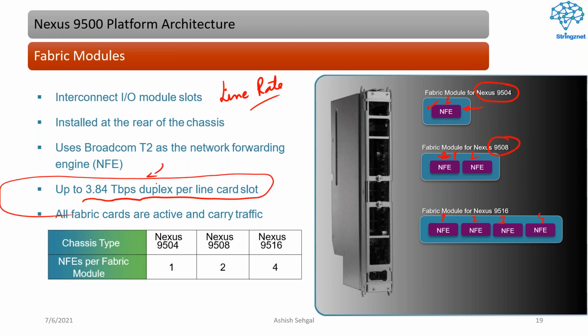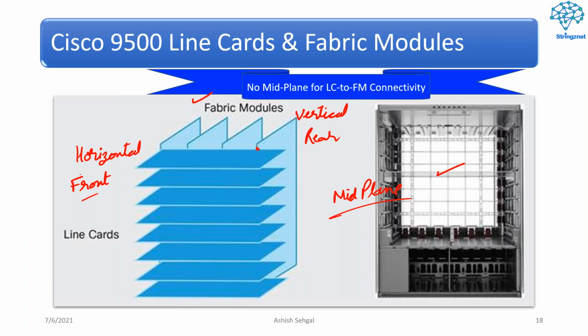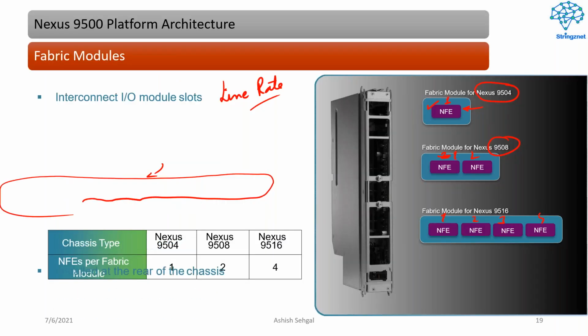What is this? Shortly we will be talking about this with regards to our Nexus 7000 as well. So guys, one thing I really want you to hold immediately: the placement of the line cards and the fabric modules. We discussed that line cards are in front and horizontal, and fabric modules are at the rear and placed vertical. And be ready, you have to prove me wrong over here.